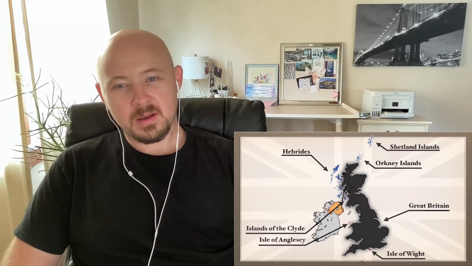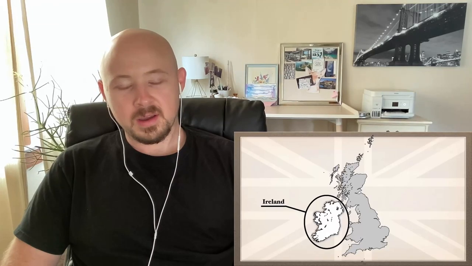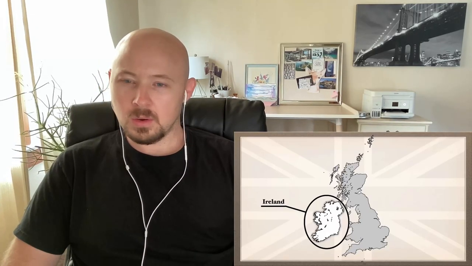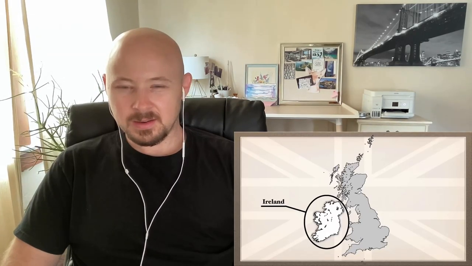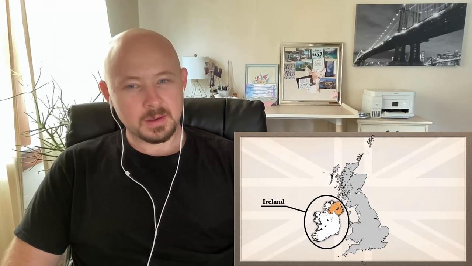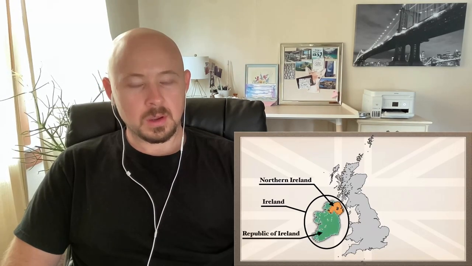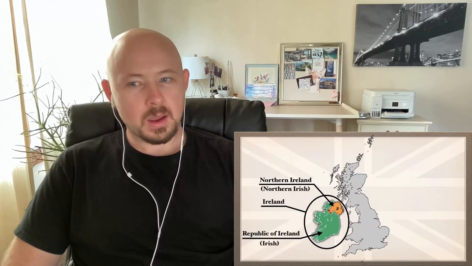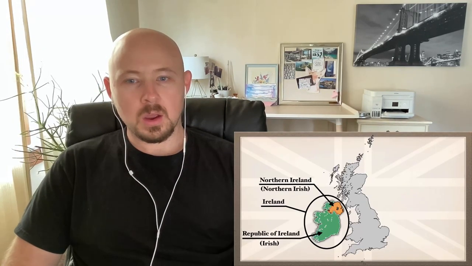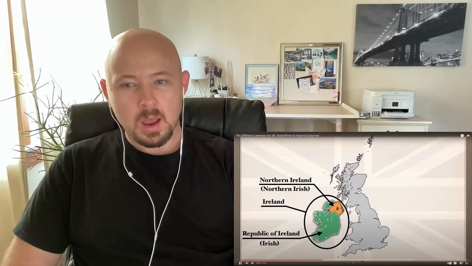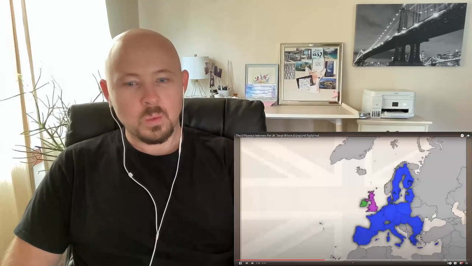The second biggest island in the British Isles is Ireland. It's worth noting at this point that Ireland is not a country. Like Great Britain, it is a geographical, not political term. Wait, what? The island of Ireland contains on it two countries, Northern Ireland, which we have already discussed, and the Republic of Ireland. When people say they are Irish, they are referring to the Republic of Ireland, which is a separate country from the United Kingdom.